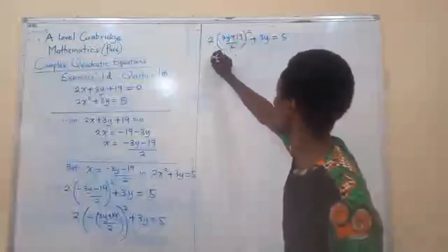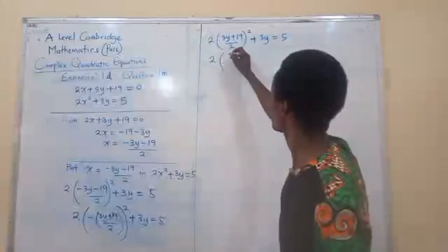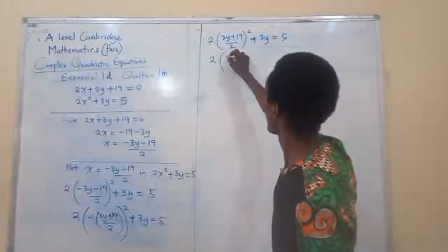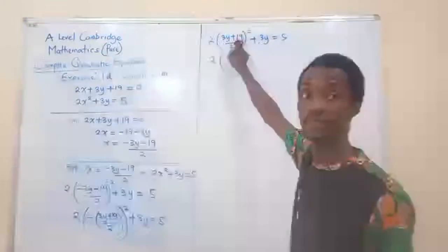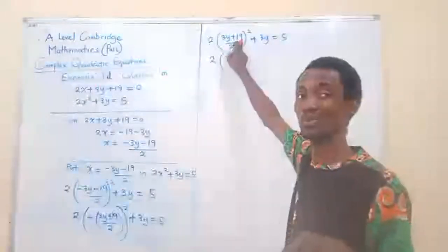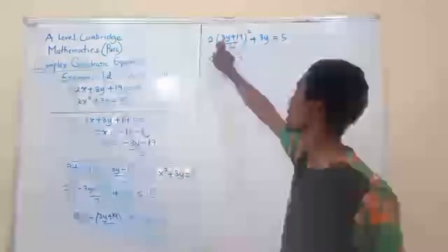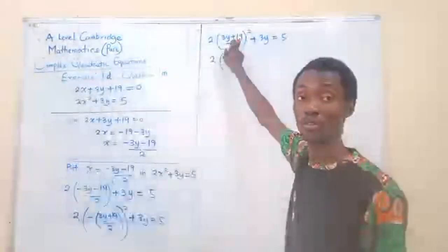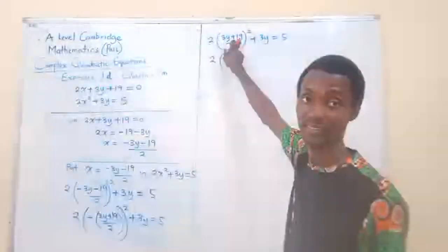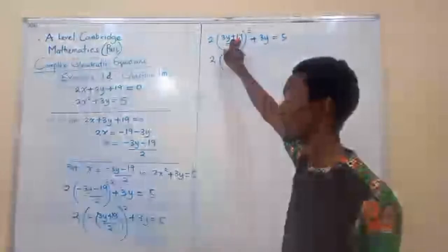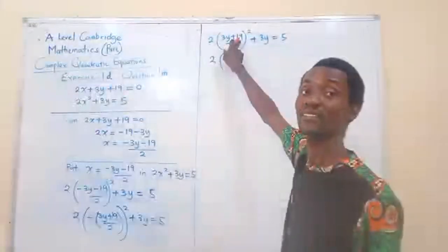So this will give me 2 into 9y squared plus 3 times 19, which will be 57, times 2. 3 times 19 is what? Times 2.